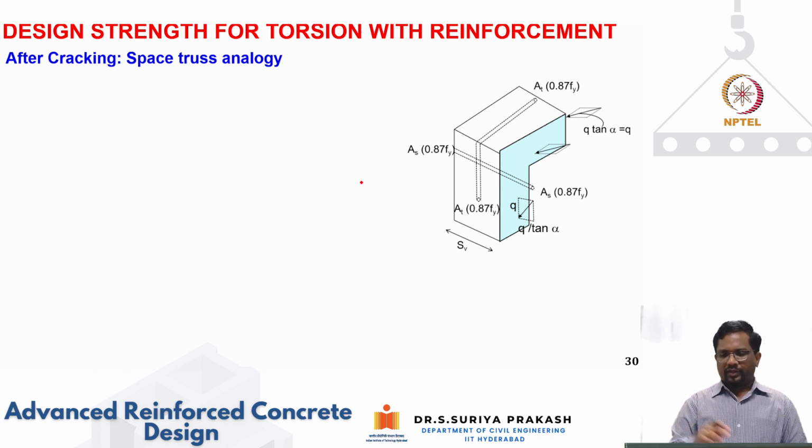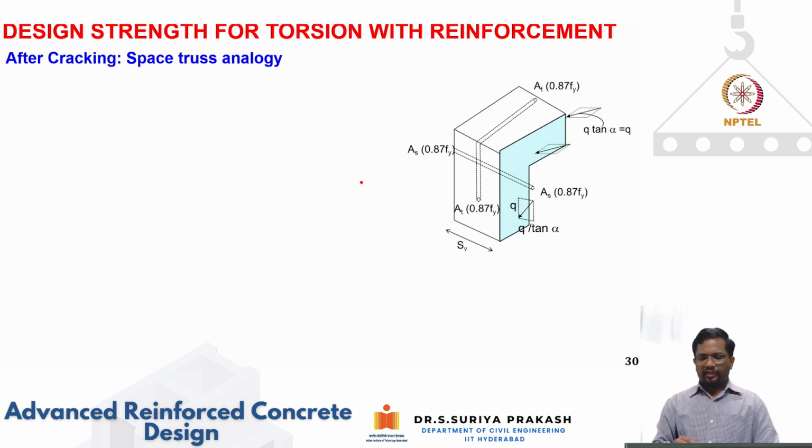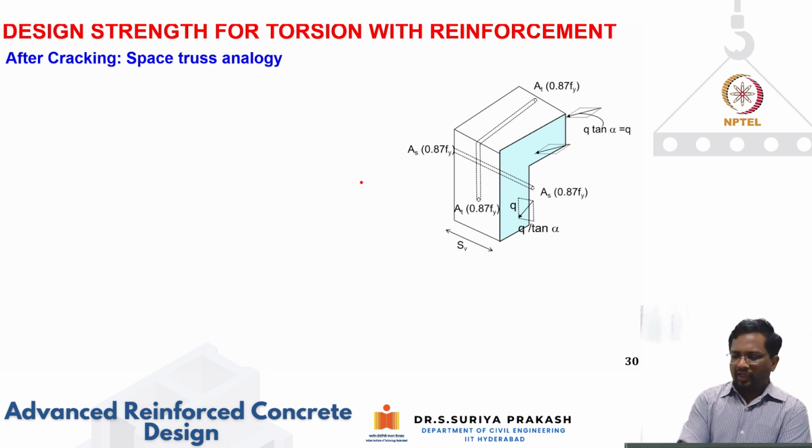Okay, now let's look at this. This is what I said after cracking, the space truss analogy. You have Q here in the vertical direction, so this horizontal component is going to be Q by tan alpha. Similarly, if you see here, this is Q and this is going to be your Q by tan alpha.